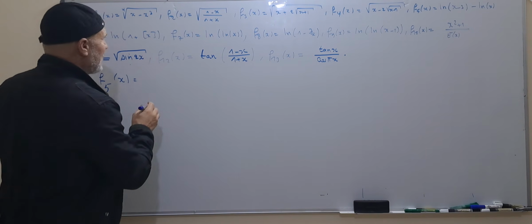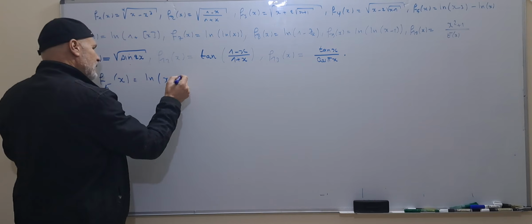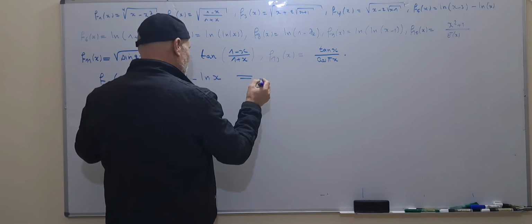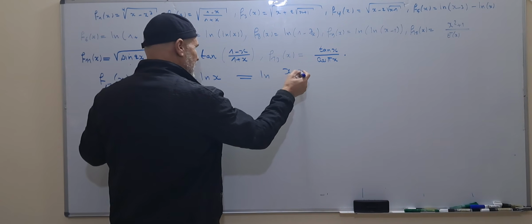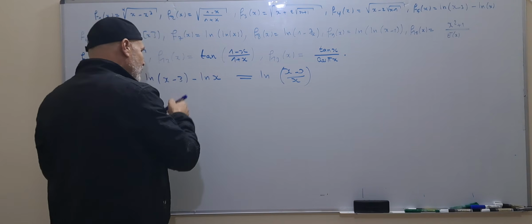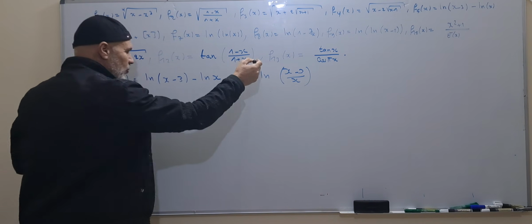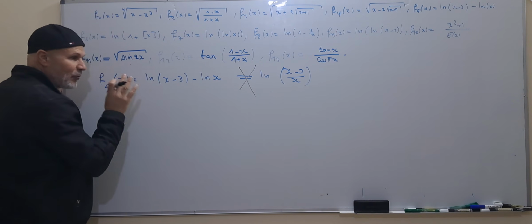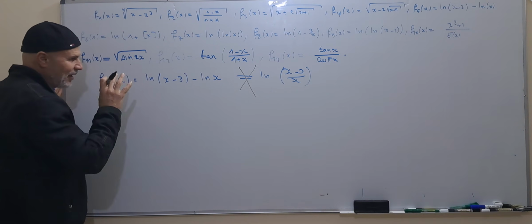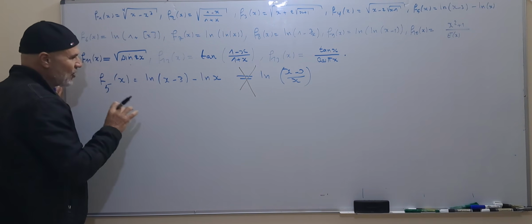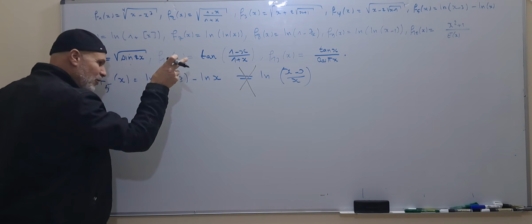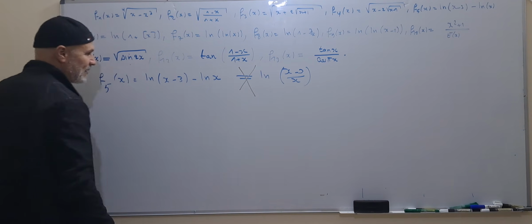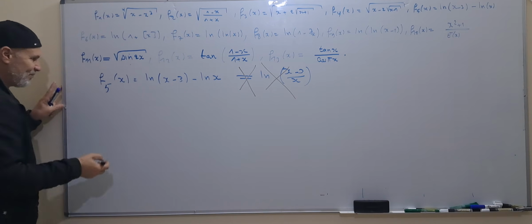F5, ln x minus ln x. We can write this as ln x minus 3 divided by x to find the domain of definition, this is not true. You have not to do this. Find the domain of definition without making any simplification, any change on your original functions. We have to give the domain of definition of this function without making this transformation, which is true. So do not do this.